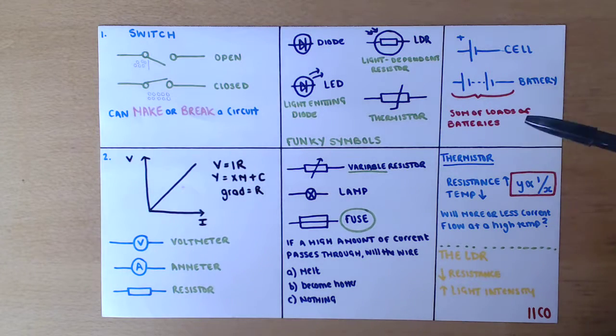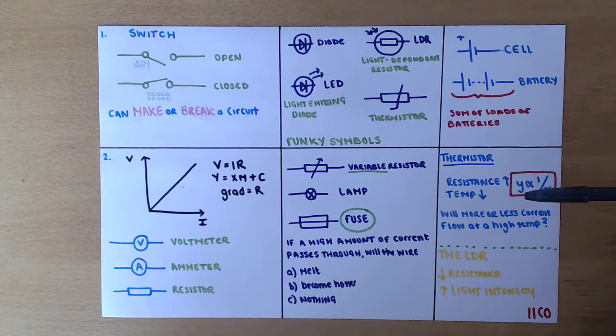Okay, now as I said before, we're going to go back to the idea of thermistors. What's important about a thermistor is that at a high resistance, there's going to be a low temperature. So if you say that Y is the resistance and X is the temperature, if Y increases, X is going to decrease. And if X increases, Y is going to decrease. So this is how they are related.